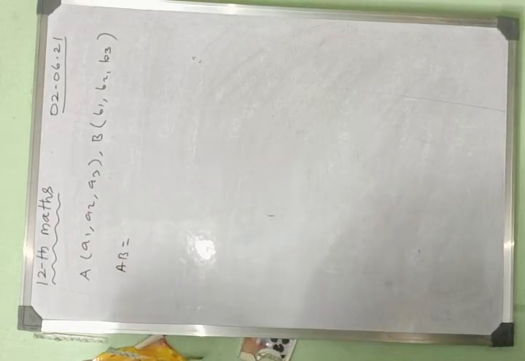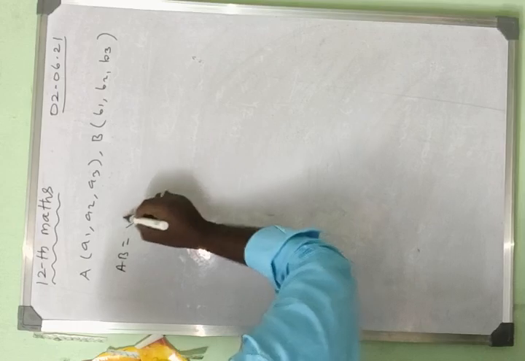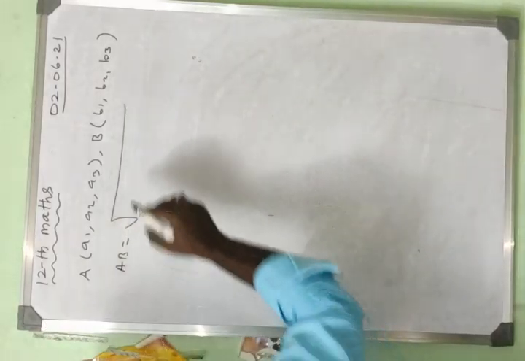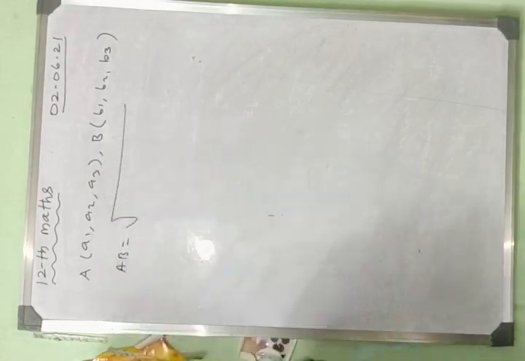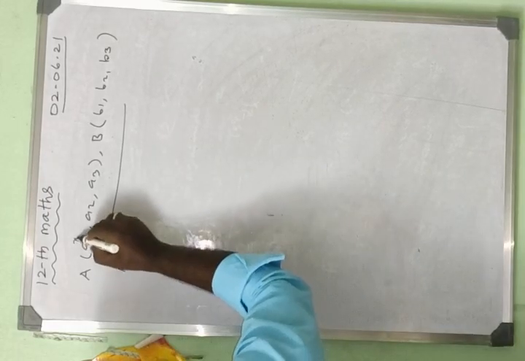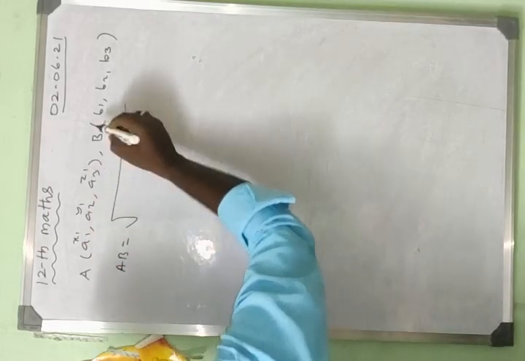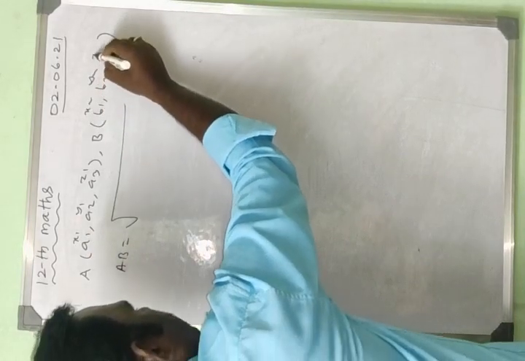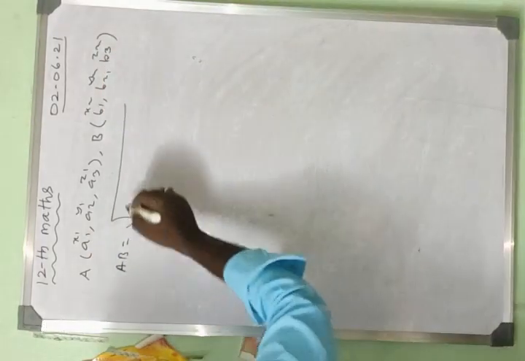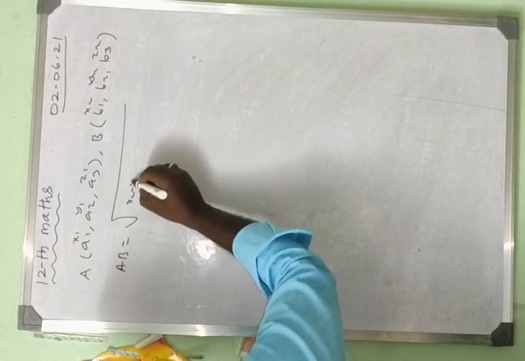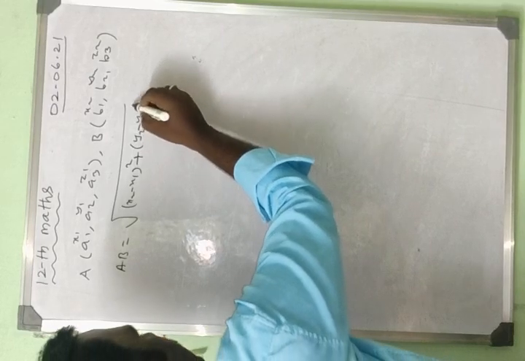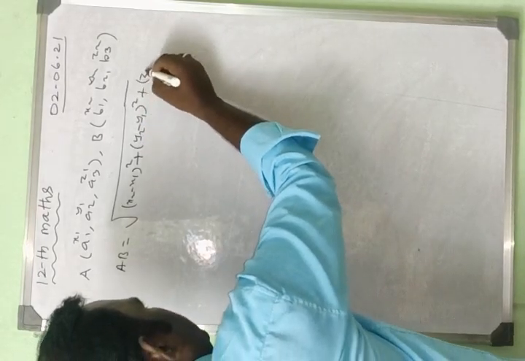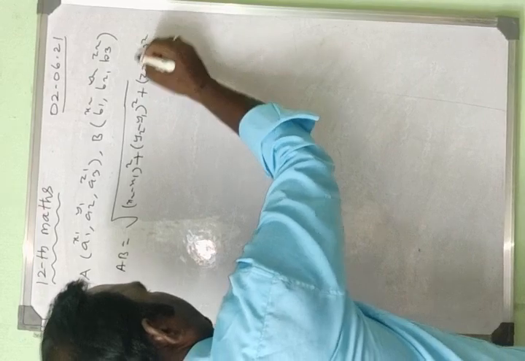AB is equal to, from the distance formula we already have, the square root of (x2 minus x1) whole square plus (y2 minus y1) whole square plus (z2 minus z1) whole square. Here we take the points as x1, y1, z1 and x2, y2, z2. So the distance of AB is the square root of (x2 minus x1) whole square plus (y2 minus y1) whole square plus (z2 minus z1) whole square.